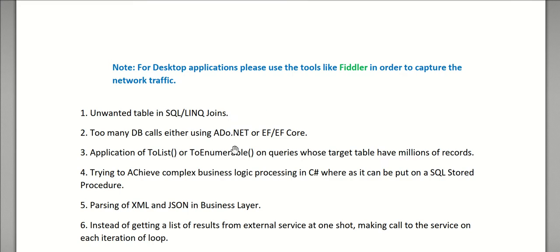Too many DB calls, either using ADO.NET or the EF Core library. Very interesting point. What happens is, usually when you have created your own data access layer using ADO.NET, or maybe you are making use of Entity Framework, what I have seen is that something which can be achieved with one query by introducing joins, people instead first extract each and every table's details, and then they apply the joins. Very bad practice, guys. Basically you are introducing a lot of network calls or DB calls.